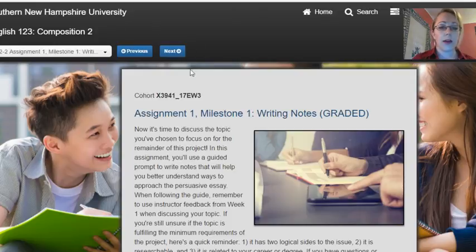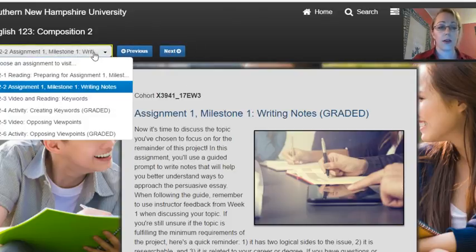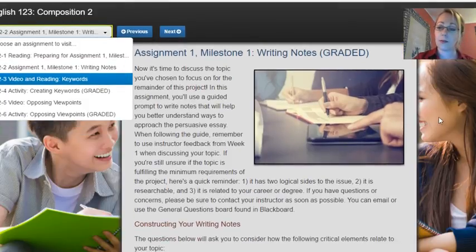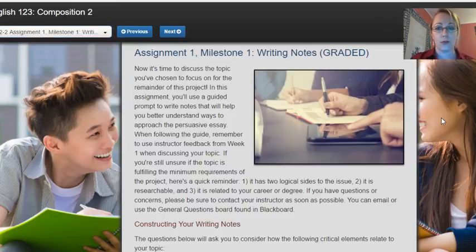And remember, in MindEdge, you can click previous and next to kind of navigate. And we can also do the drop-down menu here and kind of scroll through. And we are on 2-2 assignment 1, milestone 1, the writing notes. So what I want to do is kind of take us through what we can expect with this assignment and also take a look at the rubric as well.